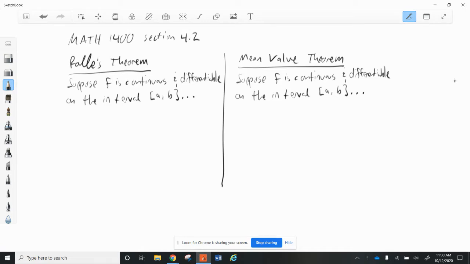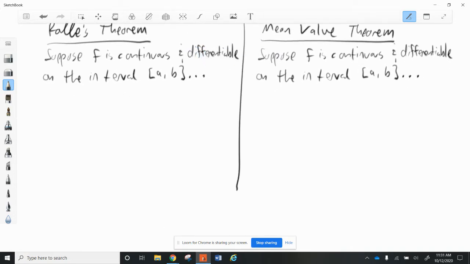Both of these theorems have the same sort of start, which is: suppose that a function is continuous and differentiable on a closed interval, a to b. Okay, technically it's only differentiable on the values strictly between a and b, not the endpoints, but whatever. So Rolle's theorem says that if f of a and f of b are equal to each other, that would mean there's 2 points that are at the same height at a and b. So I'm going to draw that like this, at a and at b.